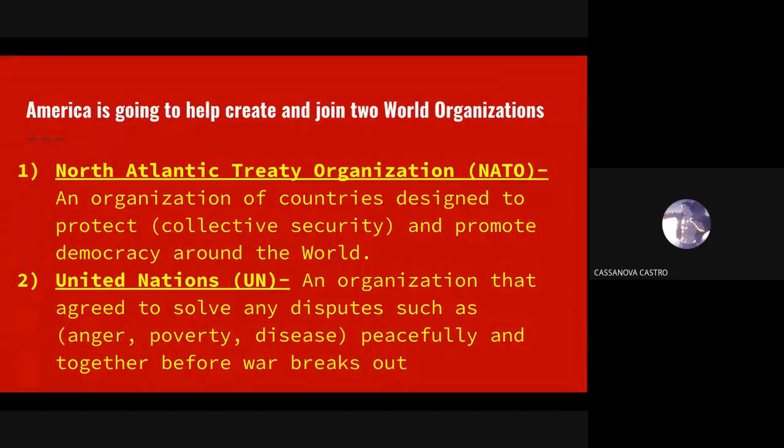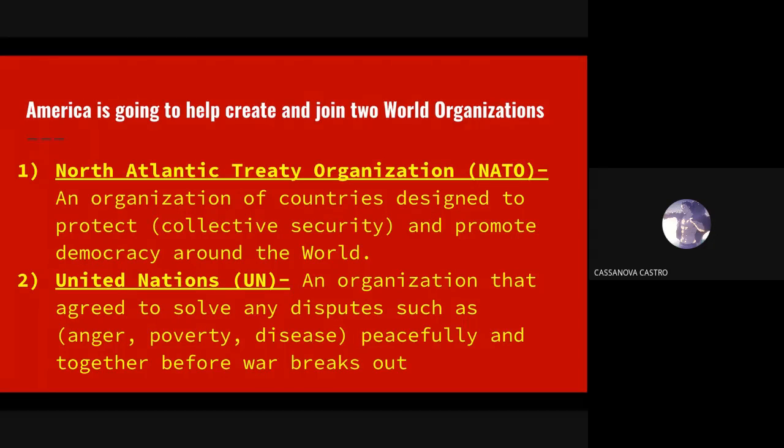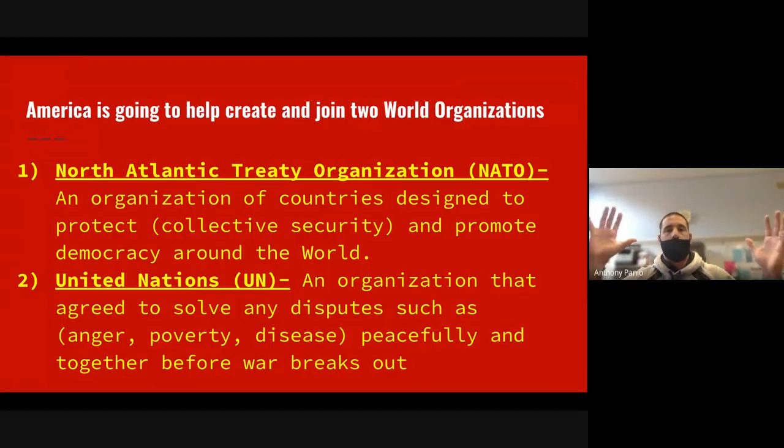Isn't the United Nations like the League of Nations? It is very similar, but a lot more successful, yes. Oh, because they were pretty much solving anything that happened between the countries before the actual thing breaks out. Right. So let's say there's a dispute or a problem between countries around the world. They are meant to meet in the United Nations to try and talk it out.